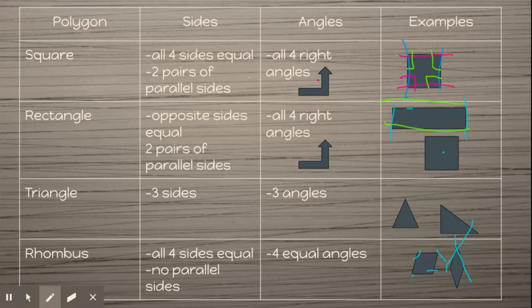So the main thing that you want to remember is that rhombuses are going to have equal sides. All four sides are going to be equal. So a square can be a rhombus, but a rhombus doesn't have to be a square.